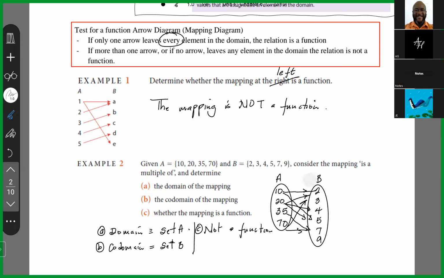10 in the domain is mapped to 2 elements in the codomain. 20 in the domain is mapped to 3 elements in the codomain. So obviously this is not a function, because if it is a function, every element in the domain would be mapped to what? One and only one element in the codomain.